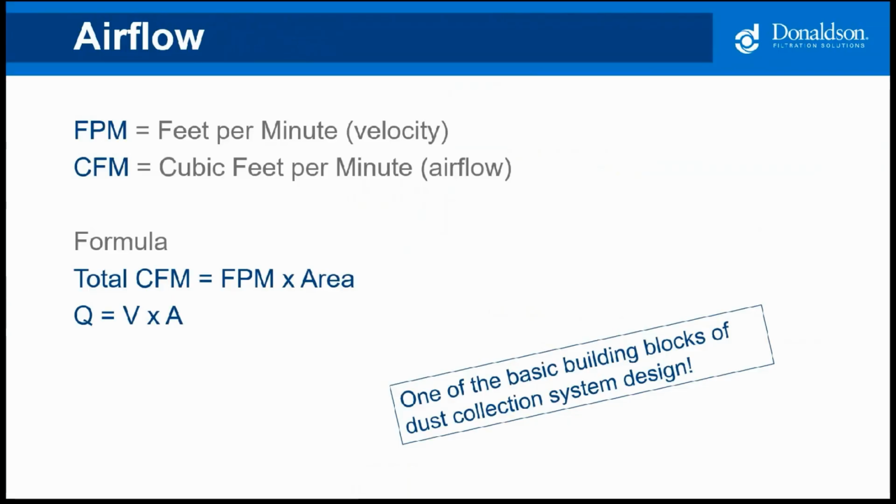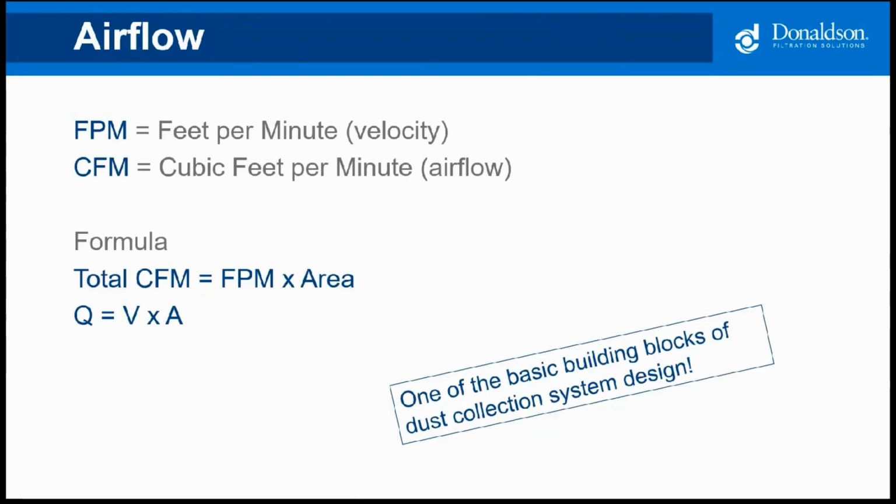There are a lot of different formulas that we use in the design system. The most basic and widely applied is airflow. We refer to it as Q equals V times A. The Q is the total CFM of air needed. In order to get the Q, we multiply the velocity of air, which is the V, by the area of the hood or the duct that the air is flowing through.